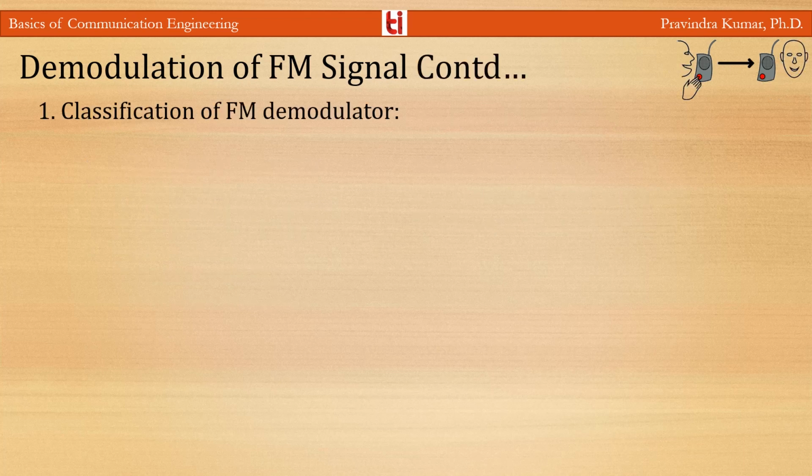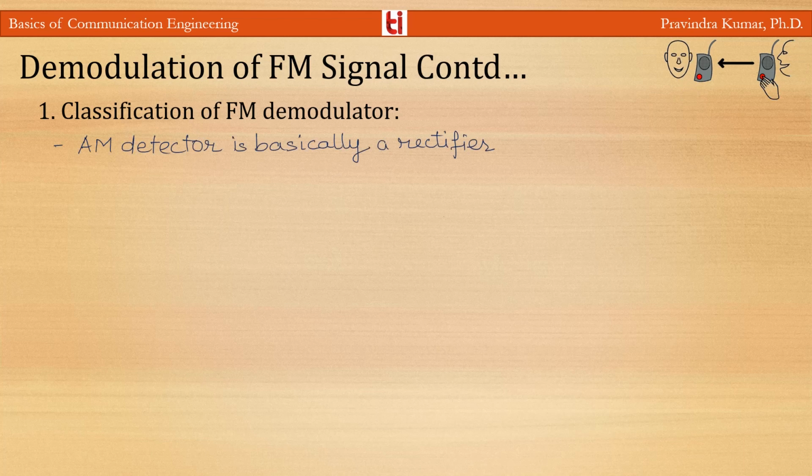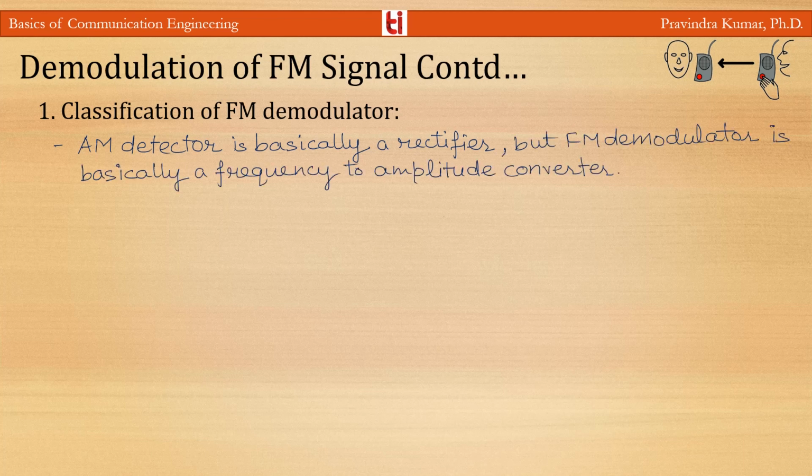So now we start with the classification of FM demodulators. The demodulation process of FM wave is exactly opposite to that of frequency modulation. After demodulation, we get the original modulating signal at the demodulator output, and the input to the demodulator is the FM wave. The FM demodulator operates on a different principle than the AM detector.